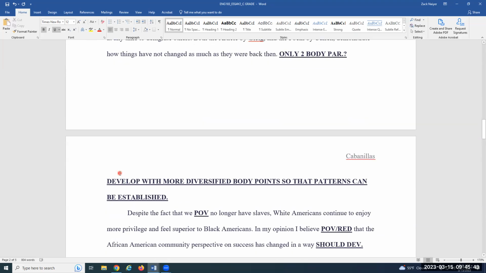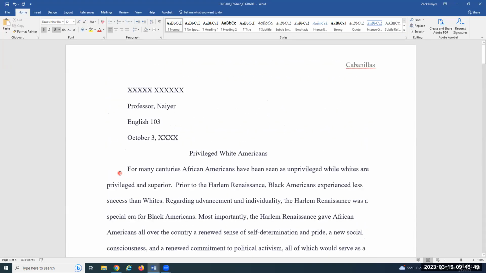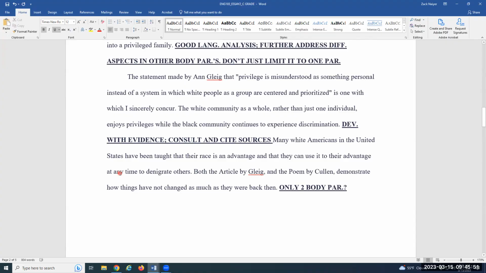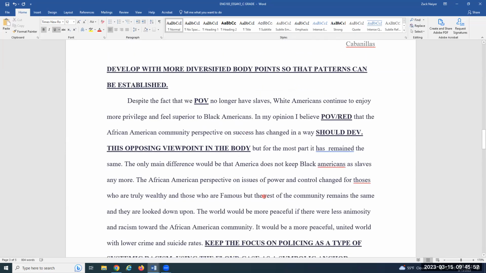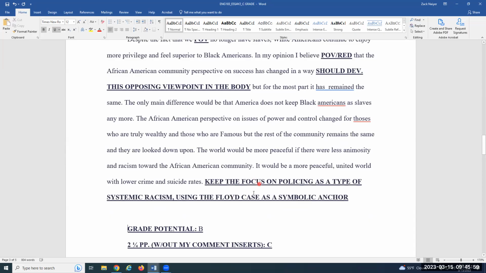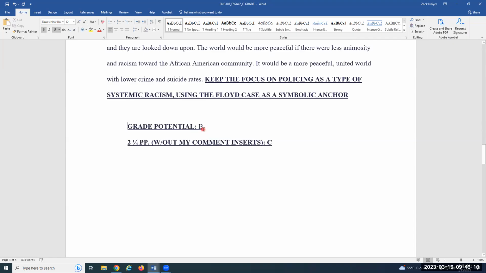Now, technically, the essay is actually 2¼ pages. This is the second page. The third page is more like 2½-ish only because I inserted comments, but if you took my comments out, this would be 2¼. Now, I did say great potential is a B. If the student kept doing what they were doing, I could see giving this a reasonable B. But it's 2¼ pages without the comment inserts.